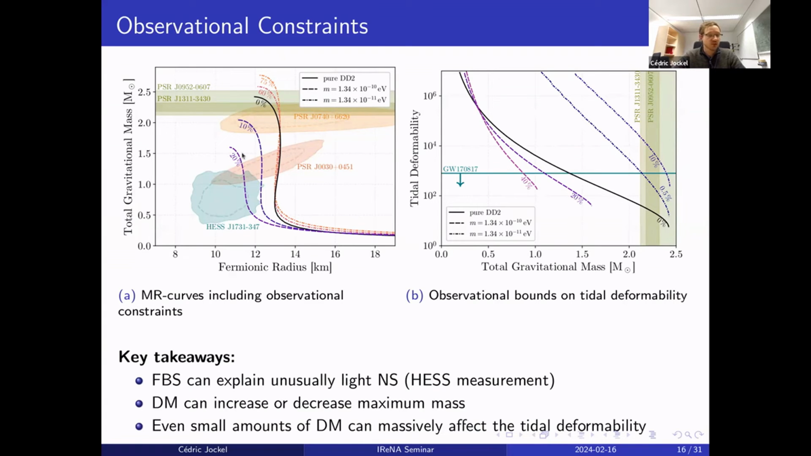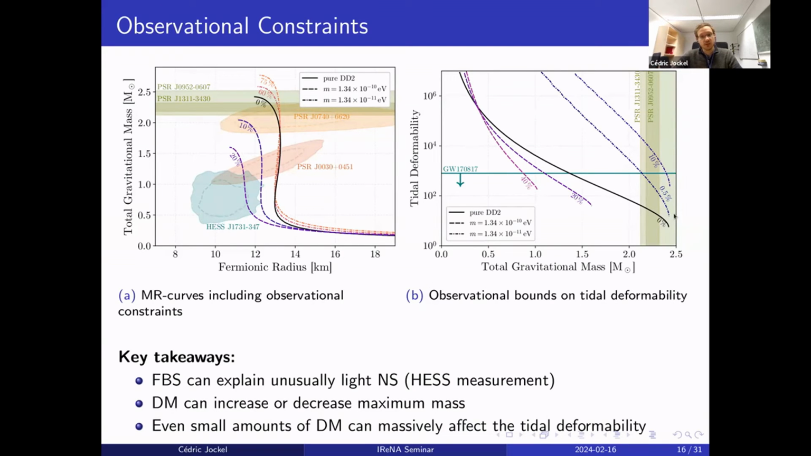And also the radius can be increased or decreased. But now what is very interesting, if you look at this HESS measurement, which was a quite anomalous, unusually light neutron star, this could, for example, be explained using a neutron star which has dark matter included. So what can happen now is you could have some equation of state which does fulfill all the observational constraints except one, right? But then you add dark matter and it could be possible again to explain this different measurement.